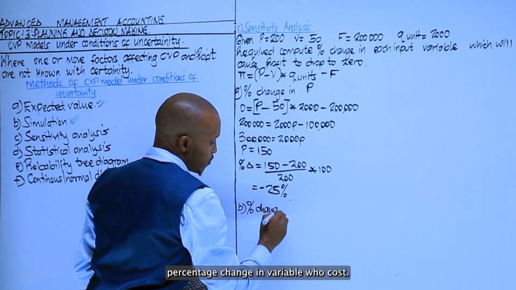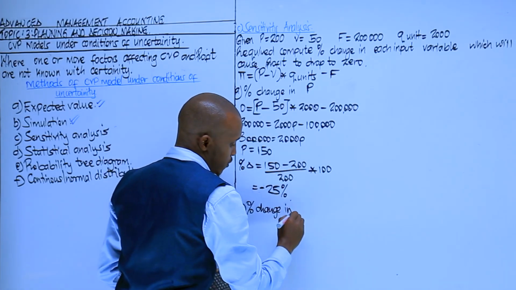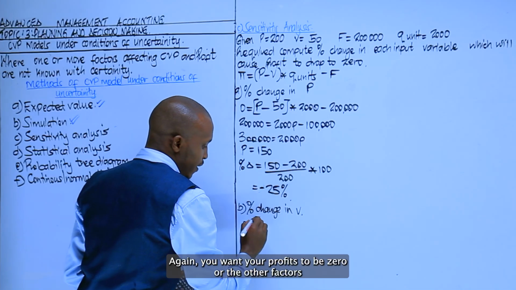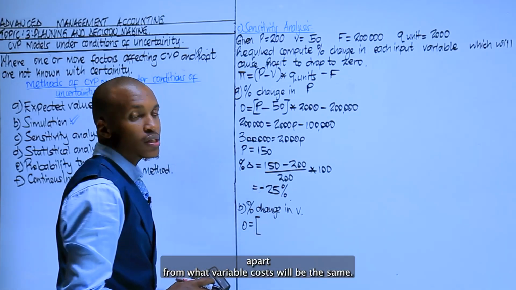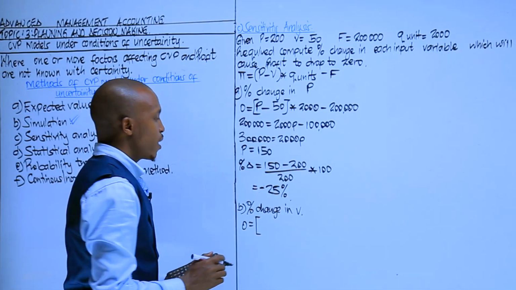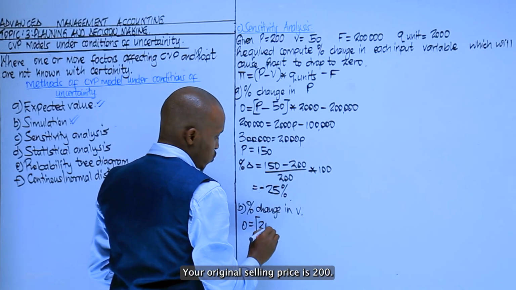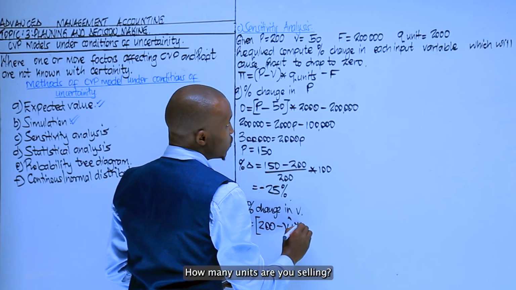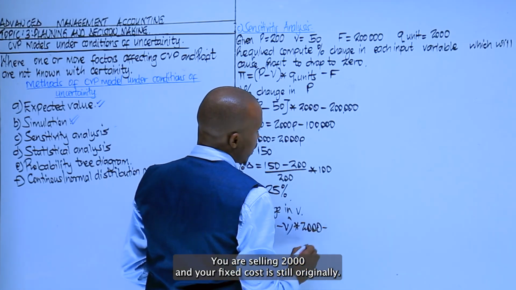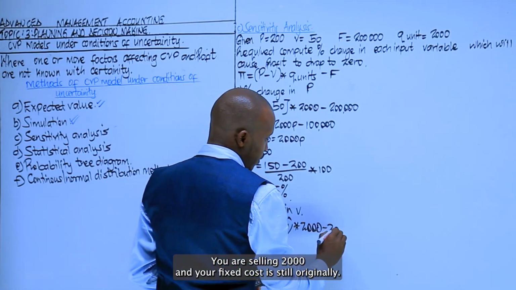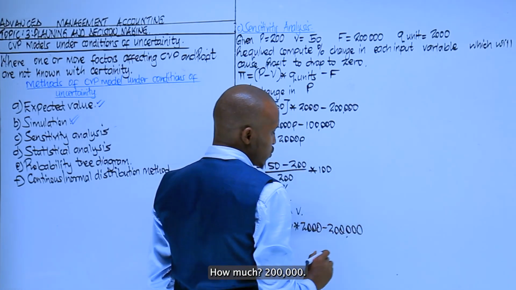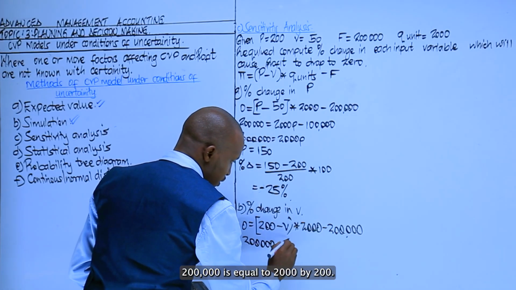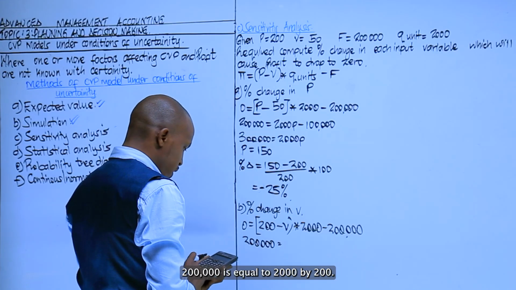Let us also do the same for variable cost. Percentage change in variable cost. Again, you want your profit to be 0. All the other factors apart from variable cost will be the same. Your original selling price is 200. You want a new variable cost. You're selling 2,000 units. And your fixed cost is still originally 200,000.